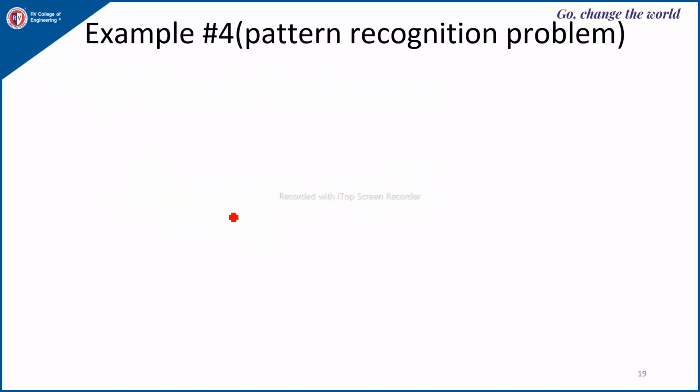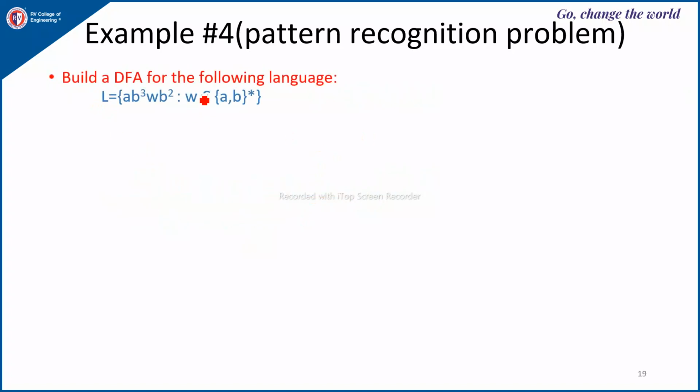We'll go for the next. Build a DFA for the following language. L is A B raised to 3 W B squared, where W belongs to {A, B} star. So the minimum string is A B raised to 3 B raised to 2, that means A B raised to 5. So I start with the Q0 state. I should have one A. Then I change the state to Q1.